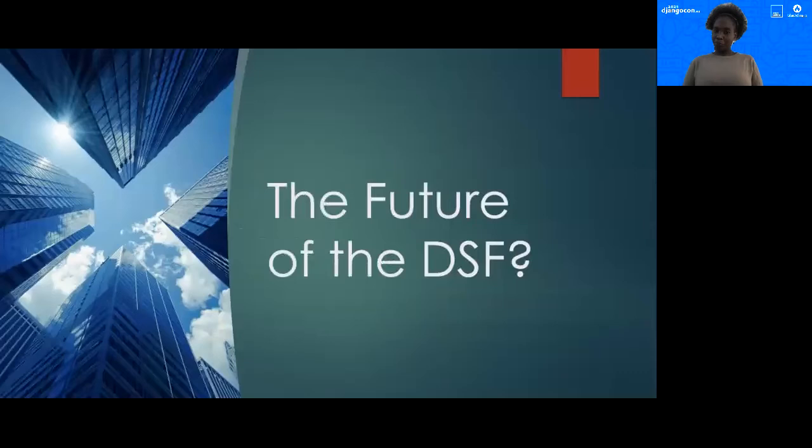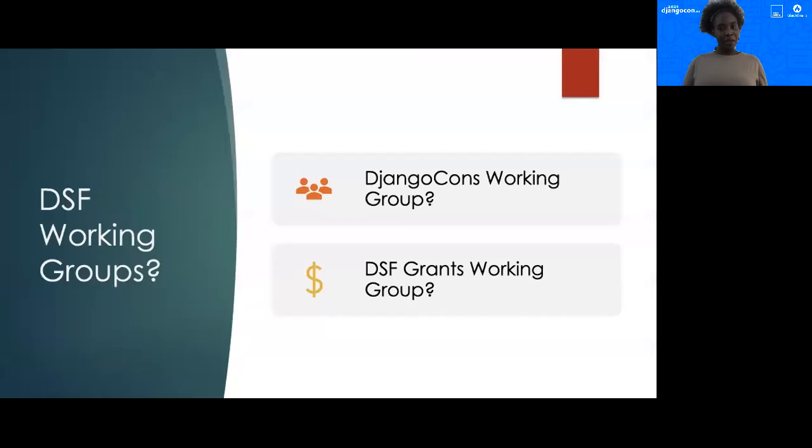The future of the DSF. So what is in the near future for the DSF? In the works, the board has been discussing adding working groups to help with managing DjangoCon's organization and appointing one of the non-officer directors to be conference liaison. We are also considering learning from the PSF and setting up a grants working group to help the board identify possible grants the DSF qualifies for and can apply for to get more funding. If you would like to take part in these working groups, please reach out to the DSF board.